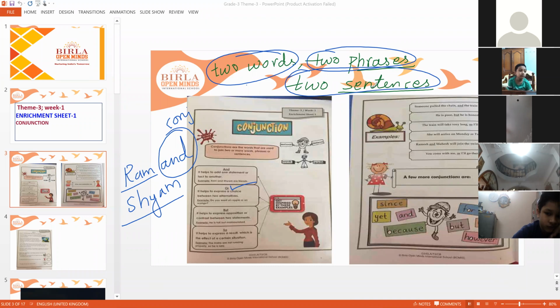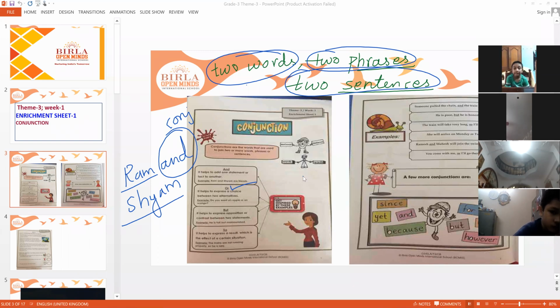When do you have to use "or", children? When there is some choice. Come on, tell me. You can unmute and tell. When there is some choice. Very good. When there is some choice, or when we are giving some choice to someone, or when somebody is giving a choice to someone, then you can use "or" in your sentence.